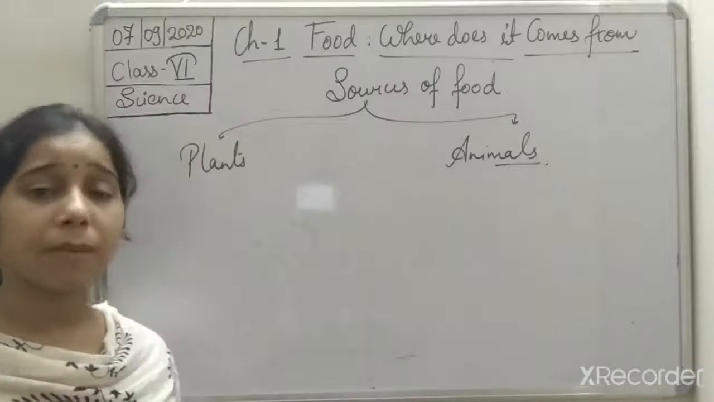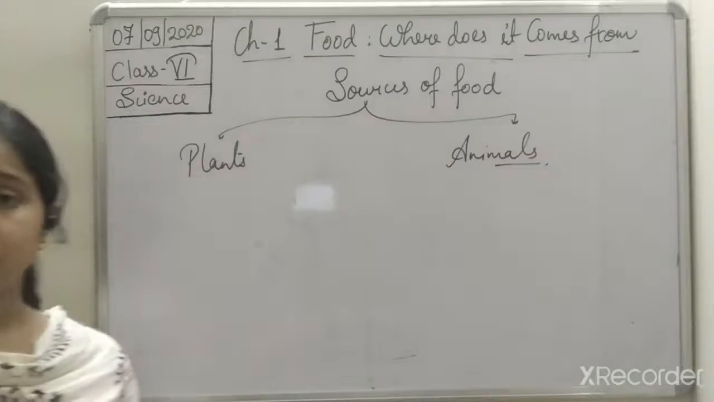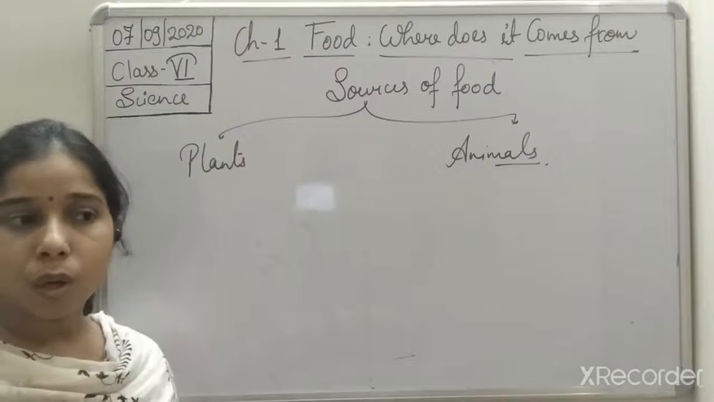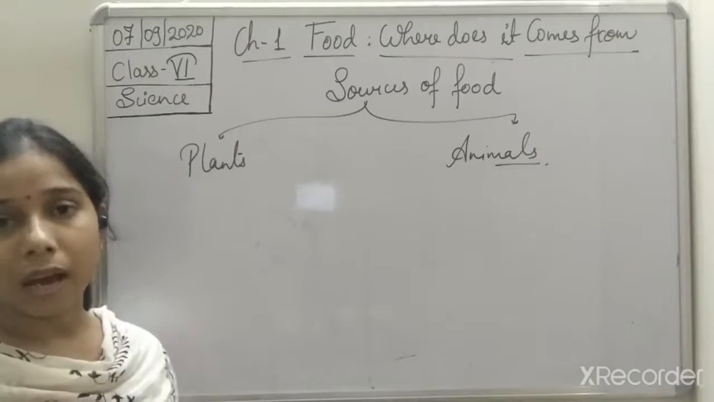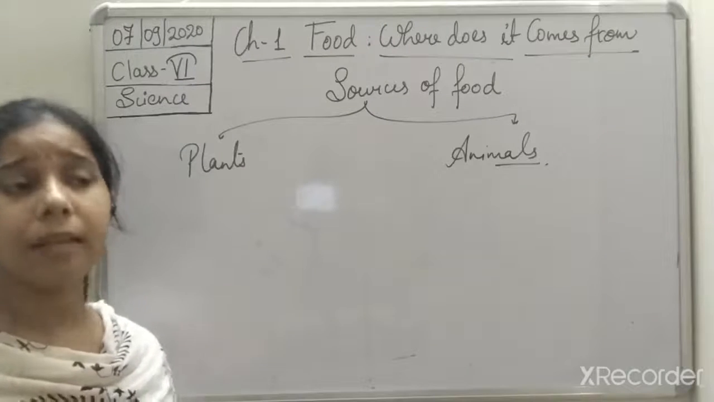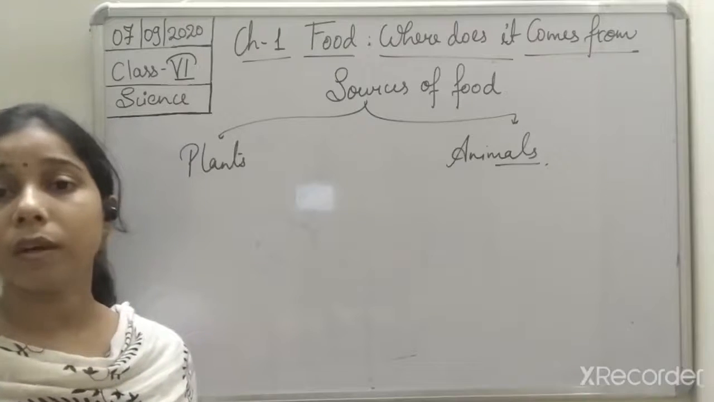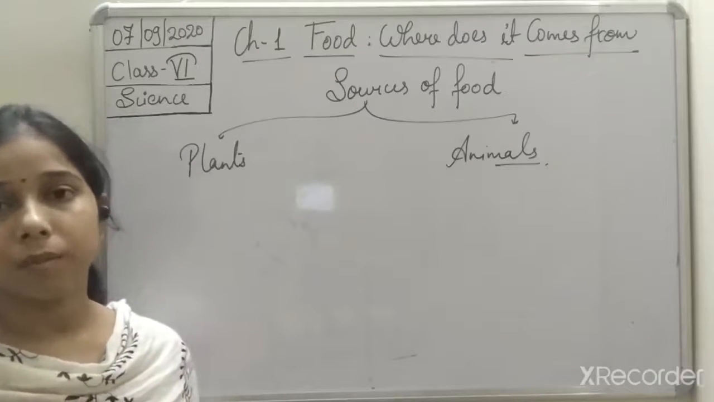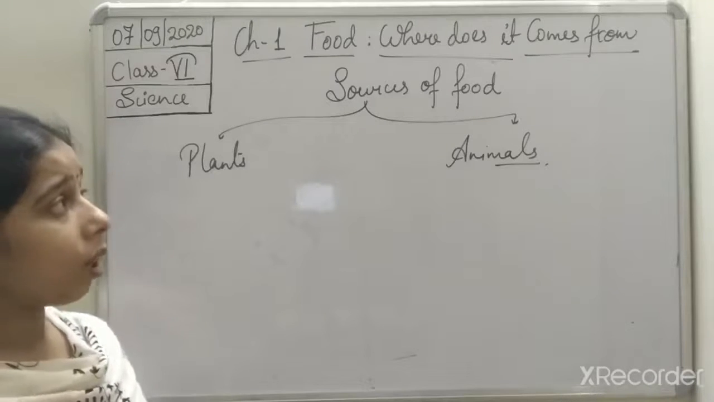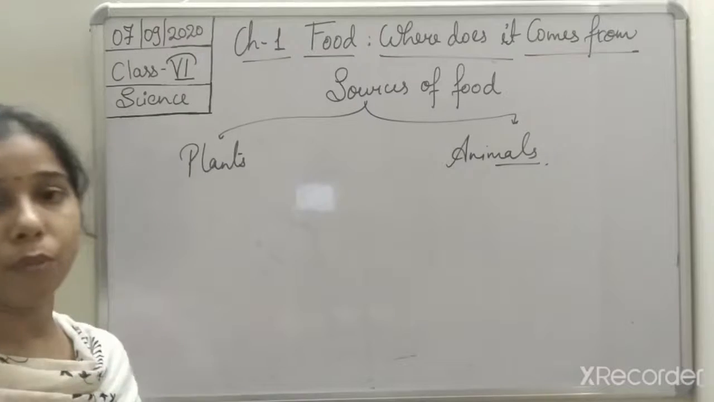In the previous class we started with this chapter, chapter one, Food: Where Does It Come From? So we discussed what food is, how we can define food, what different kinds of food items are available for us, and why there is a need for food. What happens if we are not eating food for a while? So we studied not only about food, but also about food items.